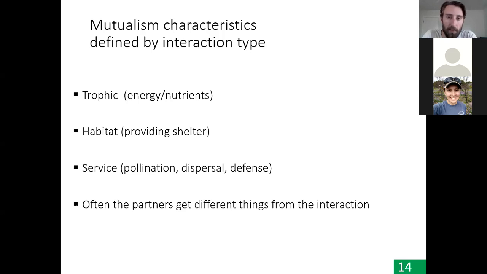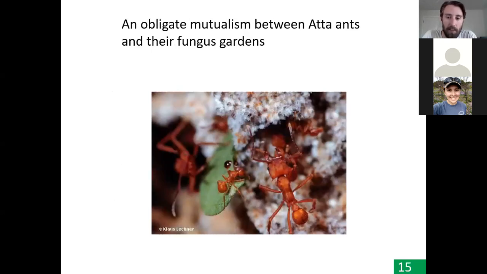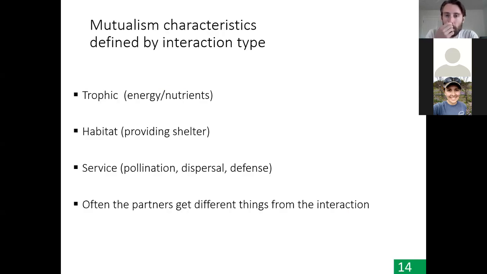But yeah, those are the kinds of things that the organisms are exchanging with each other. And whether a mutualism will take place depends on the costs and benefits of the interaction. So you've got mutualism when the benefits outweigh the costs for both species. And there is a cost associated with mutualism.